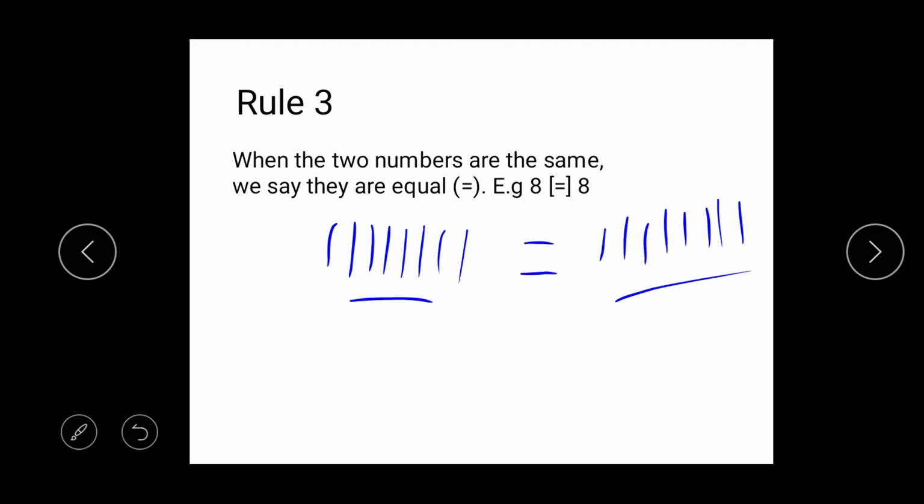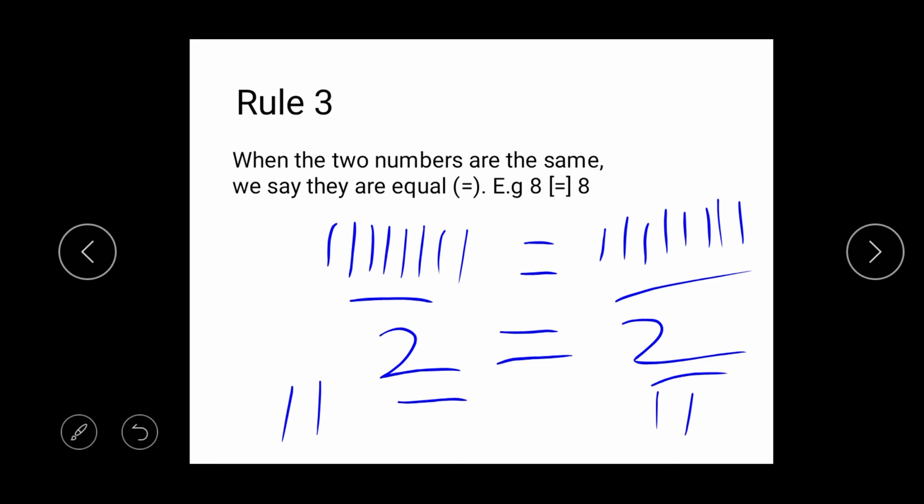It is the same. So we can say 2 is equal to 2. When you count 2, 1, 2, 1, 2 equals 2. So this number and this number are the same, so you can just put the equals to sign.